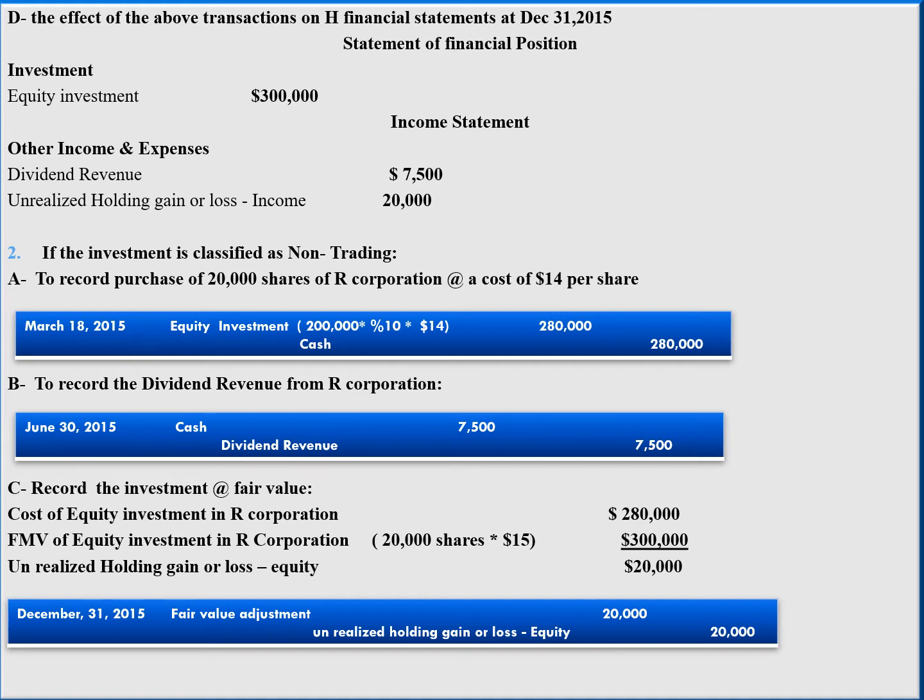Number C. Record the investment at fair market value. اتفقنا يا شباب بعمل comparison between the cost of equity and the fair market value. Result will be unrealized holding gain equity $20,000. هعمل recording يا شباب للentry: debit fair value adjustment, credit unrealized holding gain or loss equity $20,000.